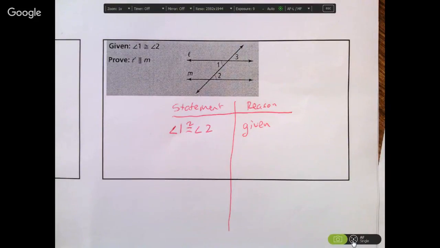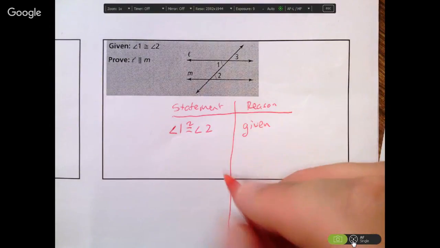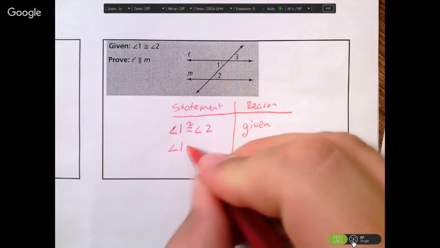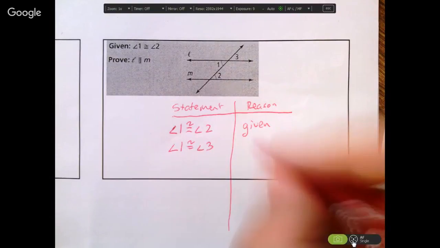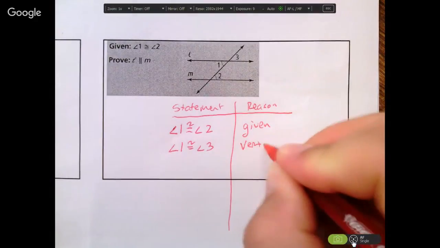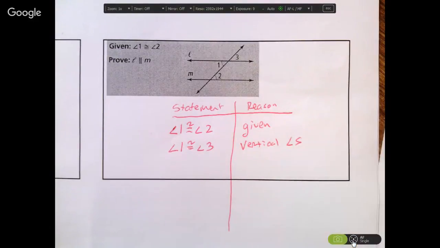And we do have a theorem that says that if alternate interior angles are congruent, then those lines are parallel. But for funsies, we're going to add a step in here. I'm going to go ahead and say that angle 1 is congruent to angle 3. What lets me say that? Because these are vertical angles. And again, I like to abbreviate, so that's how I abbreviate angles.